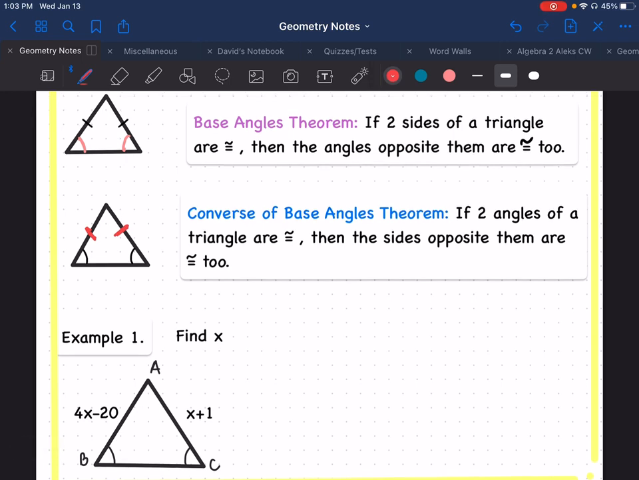So notice this one looks like the converse, because I can see already that angle B and C are equal. So I can say that this side and this side are equal as well, per the converse of the base angles theorem. This one looks just like it.